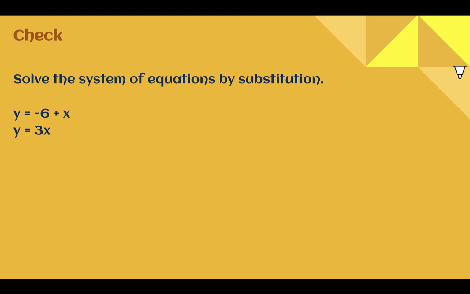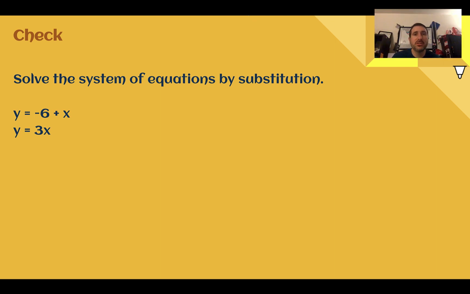Check your understanding. Solve this system of equations by substitution. Pause the video now and complete the check. Check your answer. You should have found negative 3 for x and negative 9 for y.